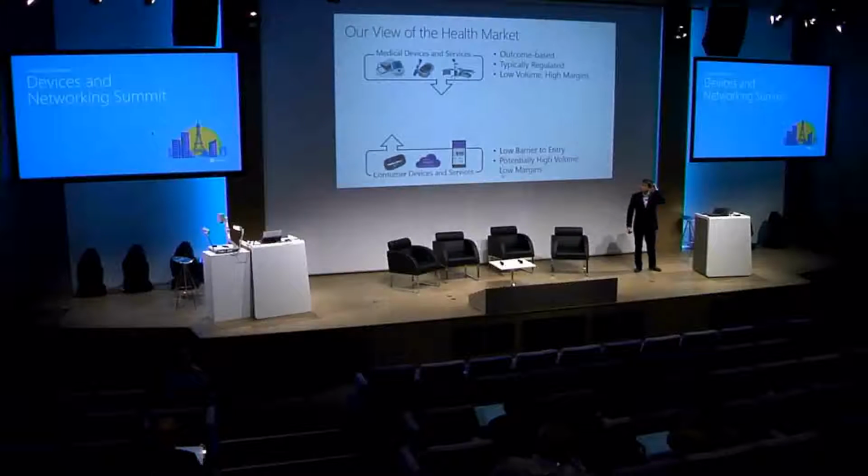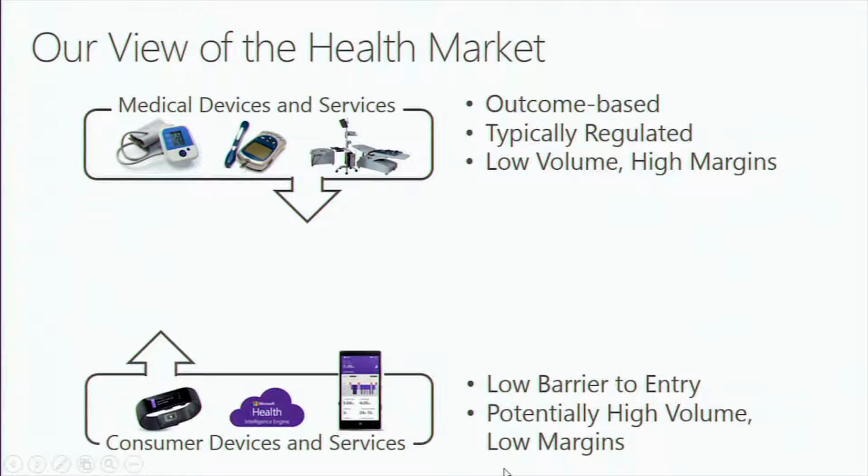And so the area we decided to get into was at the top of the stack or the side of the stack or the bottom of the stack, depending on how you position the stack. But the medical devices and services space. So these are typically devices that are on the higher end. They're heavily outcome-based, heavily validated. In fact, so much so that they're typically regulated by various bodies. Here you see the flip. The volume tends to be a lot lower in these markets, but you see much higher margins.